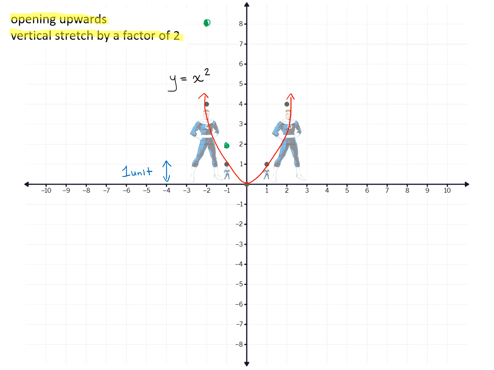The vertex is going to stay in the exact same spot, and I'm going to double the heights of the other Mr. Fantastics on the right. As you can see, our newly transformed parabola is opening upwards, and it has been vertically stretched by a factor of 2, which means it now is more narrow.